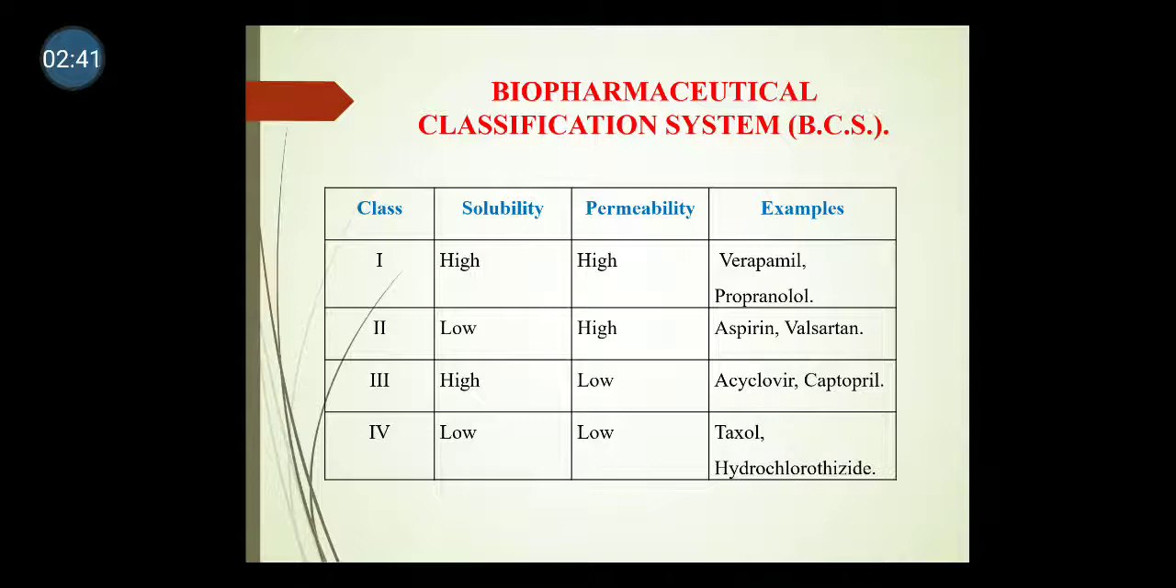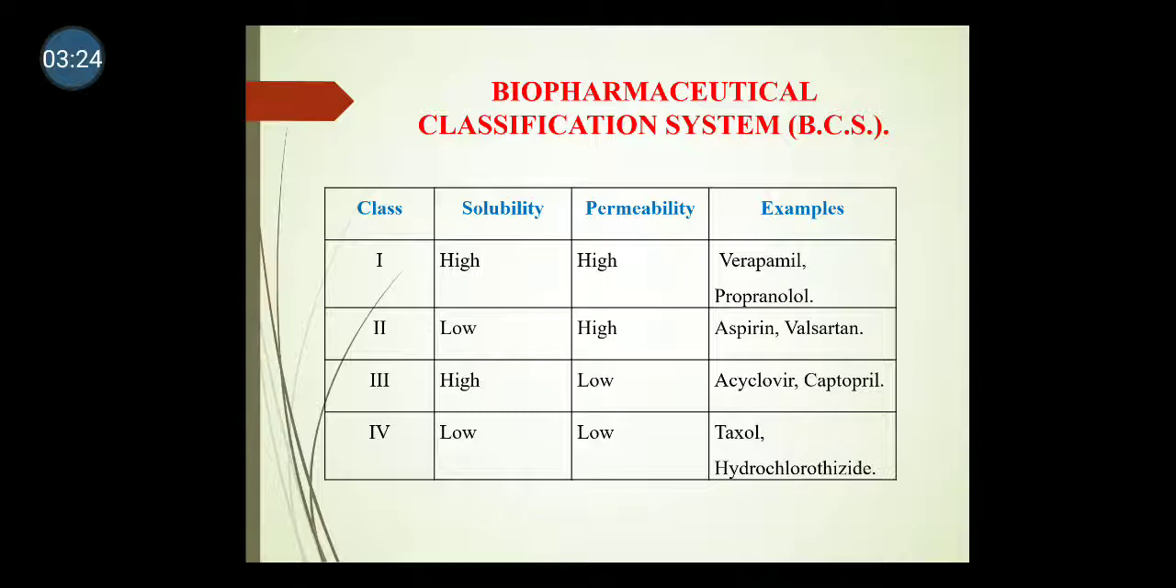This is the biopharmaceutical classification system to understand the high and low drug solubility as well as drug permeability. Here all the drugs have been classified into 4 classes. Class 1, high solubility, high permeability. Examples are verapamil and propranolol. Class 2, low solubility, high permeability. Examples are aspirin, valsartan. Class 3, high solubility, low permeability.